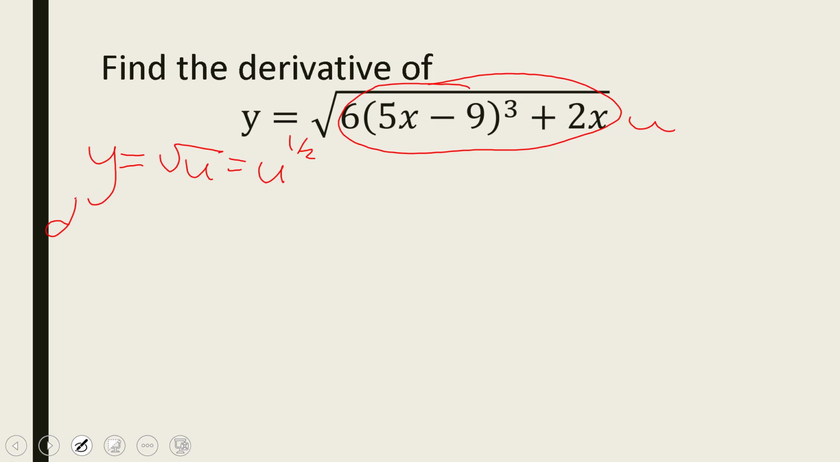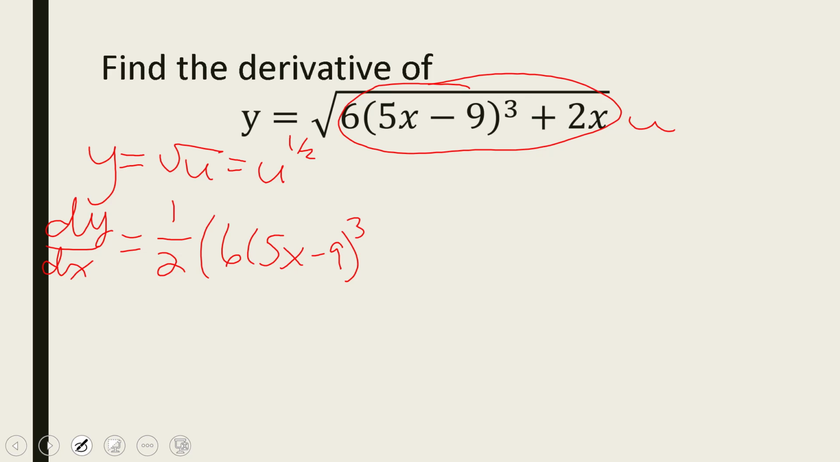So let's find the derivative. So dy/dx is the derivative of y with respect to u, so that's 1/2 u, which was all of that complicated stuff, to the 1/2 minus 1, which would be negative 1/2 power. And then we have to multiply this by du/dx. So if all of this is u, we want to multiply this by du/dx.